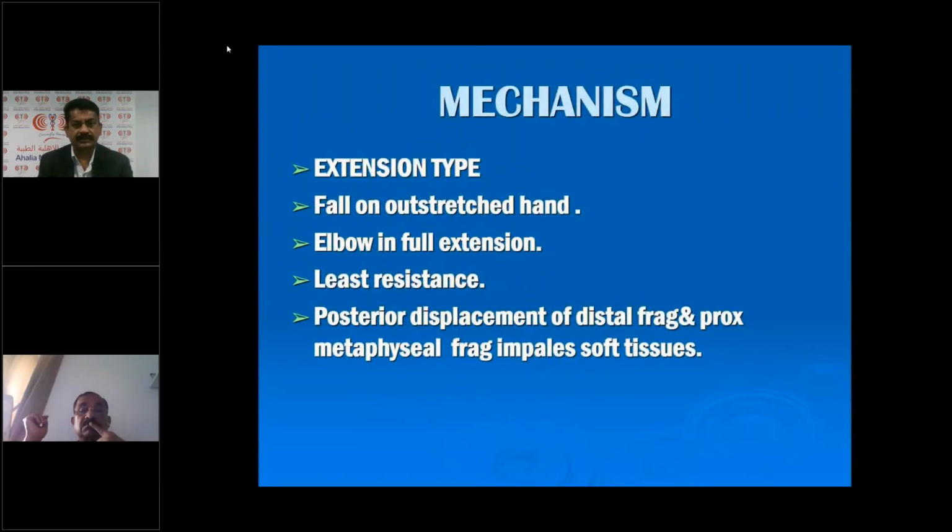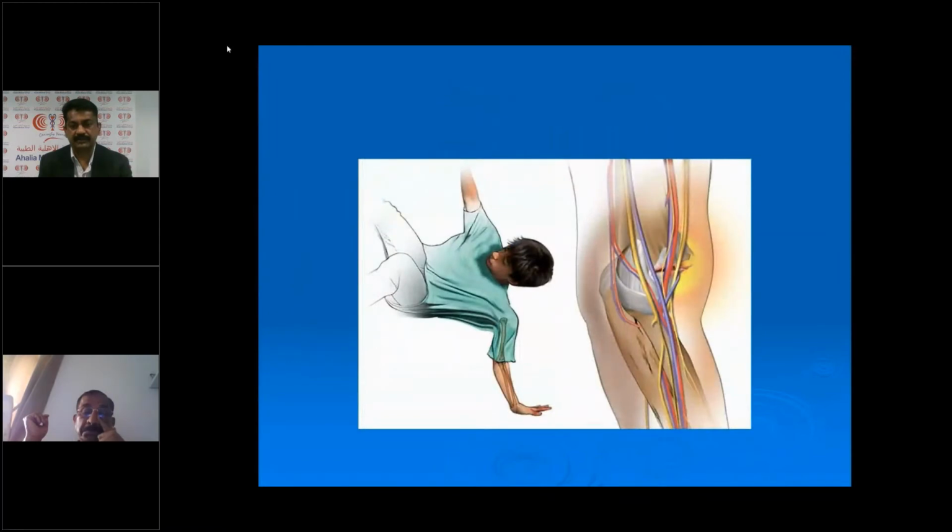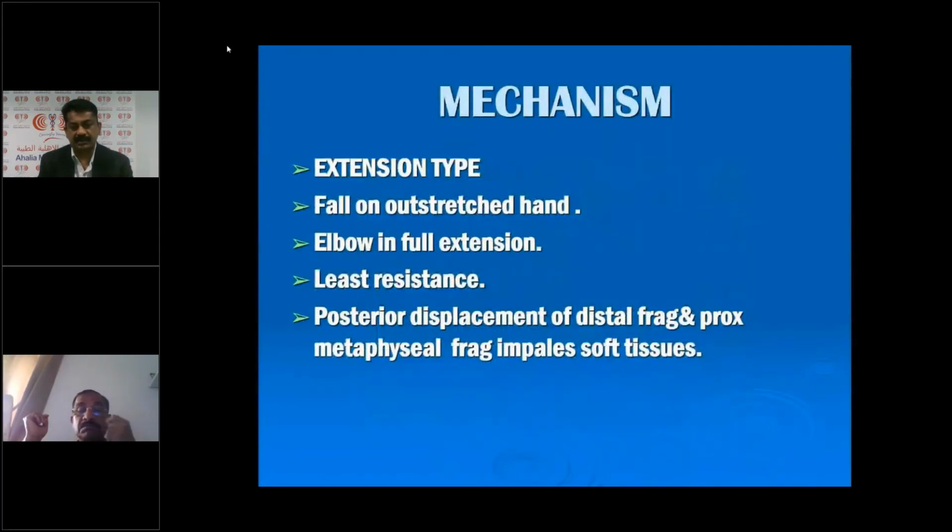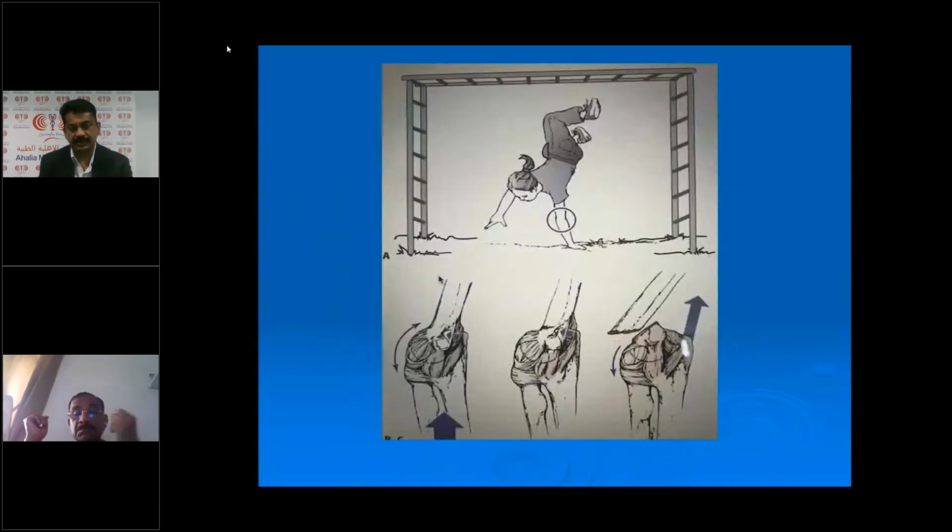The mechanism of injury in the extension type of supracondylar fracture is a fall on the outstretched hand with the elbow in full extension, and the bone gives way in the region of least resistance. So you can see here, the outstretched hand with hyperextended elbow, the distal fragment getting displaced posteriorly and the proximal metaphyseal fragment displacing anteriorly, injuring the soft tissues.